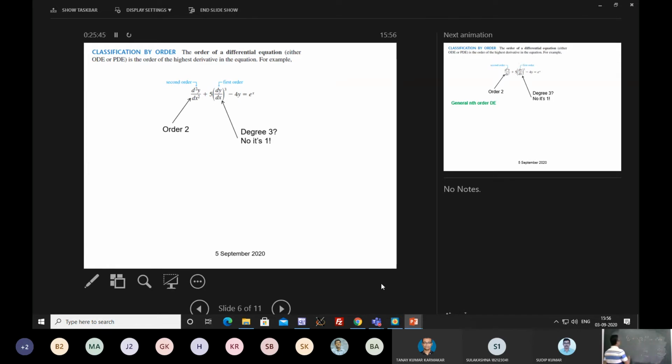Okay, so here I have to look into the highest order derivative, which is 2 here, the second order derivative. And what is its power? It is 1. Irrespective of whatever power the lower order derivatives have, it is not going to affect the degree of the differential equation. If it had been something like this, still the degree of this differential equation could have been 3. And the order is 2. Order is nothing but the order of the highest order derivative. Is it okay? Fine.